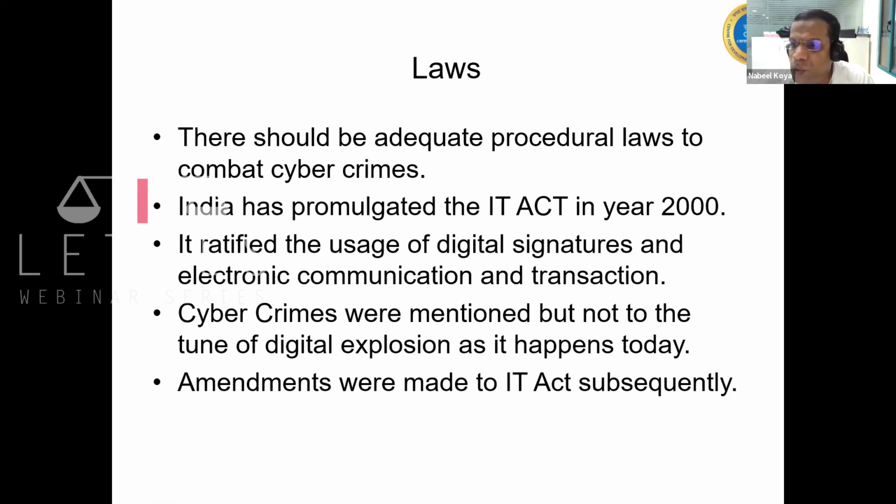But after 2005-2006, when smartphones and new technologies came into the market, an unimaginable digital explosion happened. So the number of cyber crimes also started increasing. Recalling Shyam's initial remarks, in the initial days, 2004, 2005, it was all petty crimes actually.